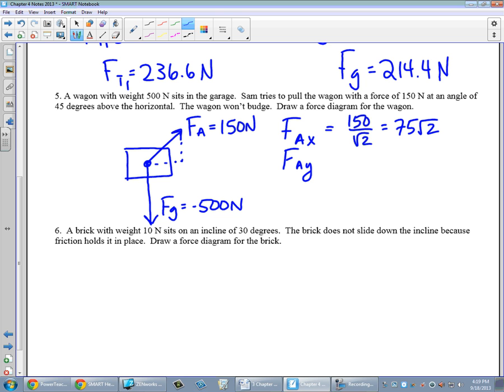So what happens is that value is going to decrease the value of the normal force. The normal force doesn't need to be a full 500 newtons. It can be a little bit less. It's actually going to be 500 newtons minus 75 times the square root of 2 newtons. That's our normal force. And then there must be a friction force pulling back on the wagon that's equal to FAX. And that friction force is also 75 times the square root of 2.